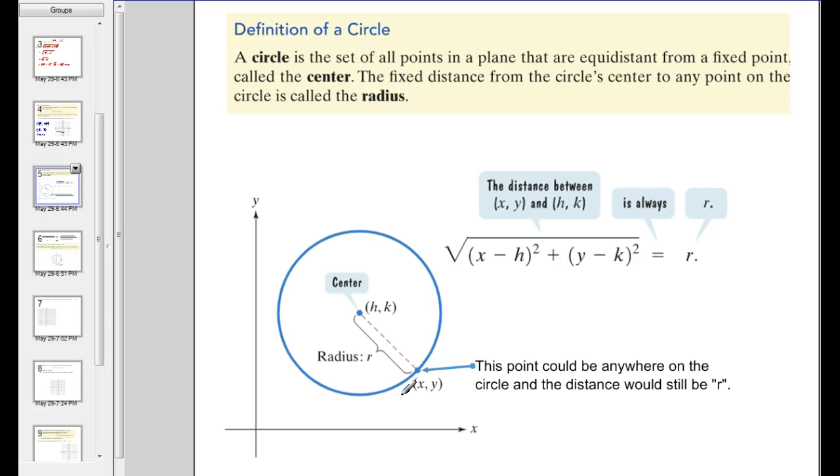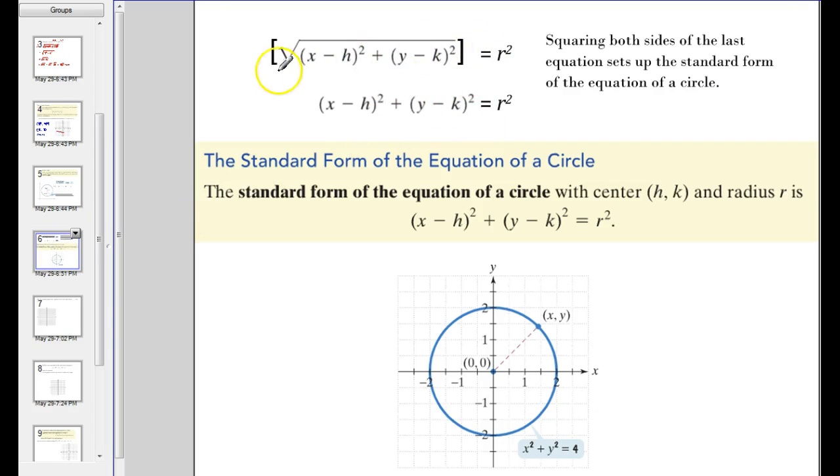Now let's take this equation right here, the square root of x minus h squared plus y minus k squared equals r. We're going to square both sides of that. When we square both sides of that equation, on the left side the radical will go away, and we're just left with x minus h squared plus y minus k squared. The right side, though, we square r, so we get r squared. Well, that's it. There's the equation of a circle. That's where it comes from. The equation of the circle comes from the distance formula.